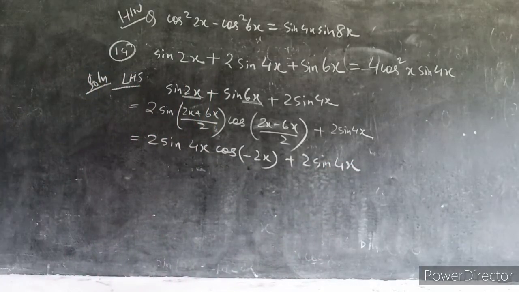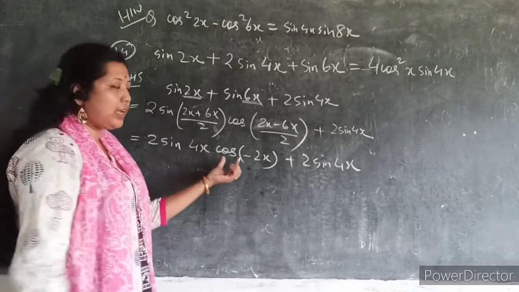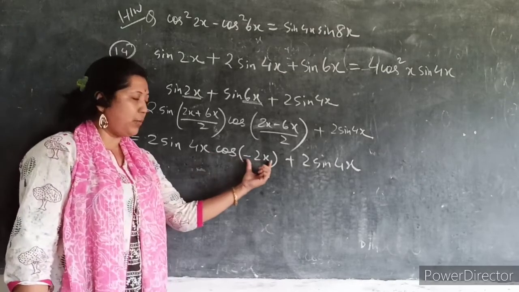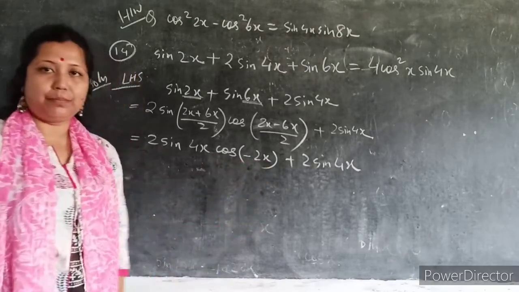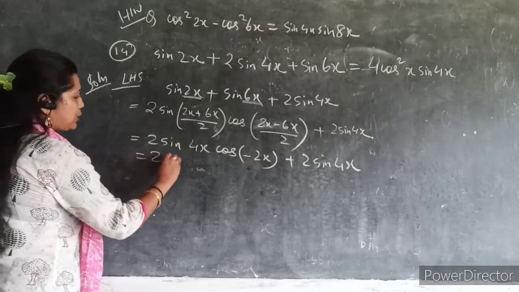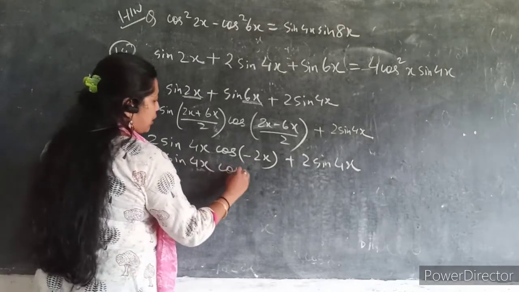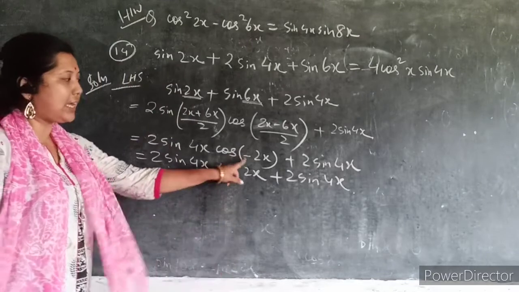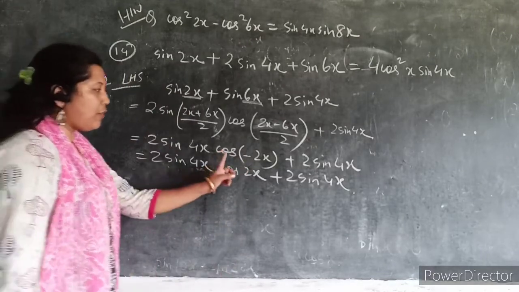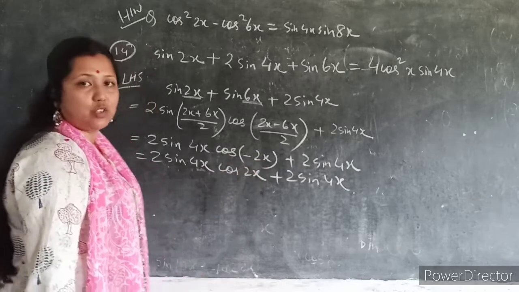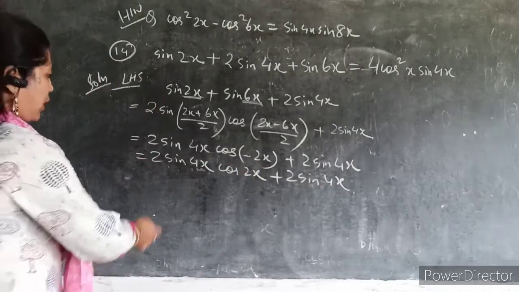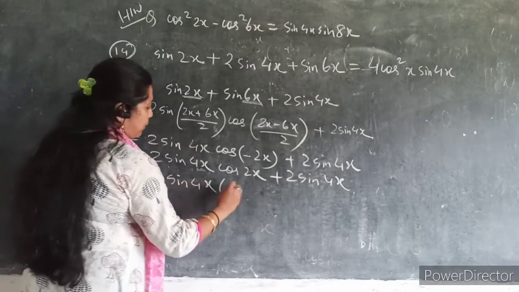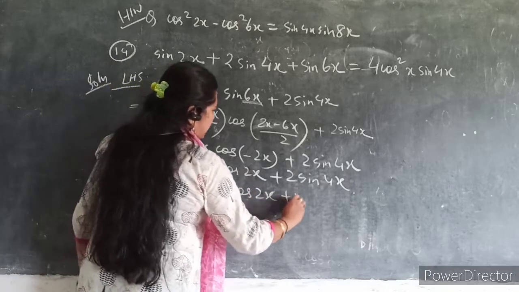Now see here, you have to be very careful. Already in your previous formulas, if you go through them, cos of any negative angle will always become positive. So here I can change it and write 2 sin 4x cos 2x plus 2 sin 4x. Already I have discussed, when you have sin of a negative angle, that will become negative, but when you have cos and sec with a negative angle, the negative gets changed and the sign becomes positive. So if you compare the first term and second term, what is the common term? That is 2 sin 4x. So in the bracket you can take cos 2x plus 1.